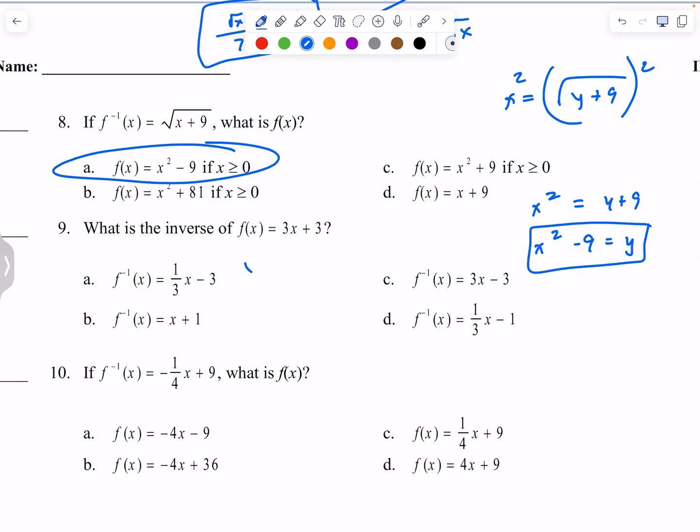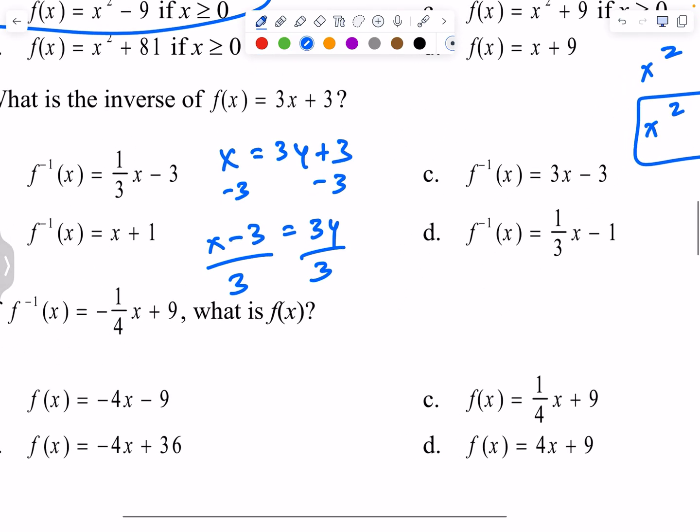All right, x equals 3y plus 3, subtract 3. X minus 3 equals 3y, divide by 3. So now let's look at what this means here. This is 1/3 x, and 3 divided by 3 is minus 1.